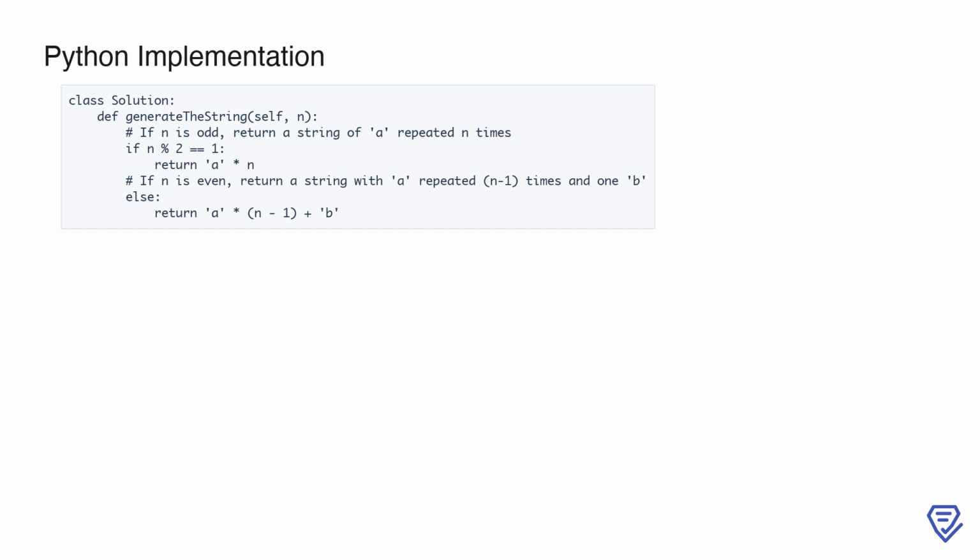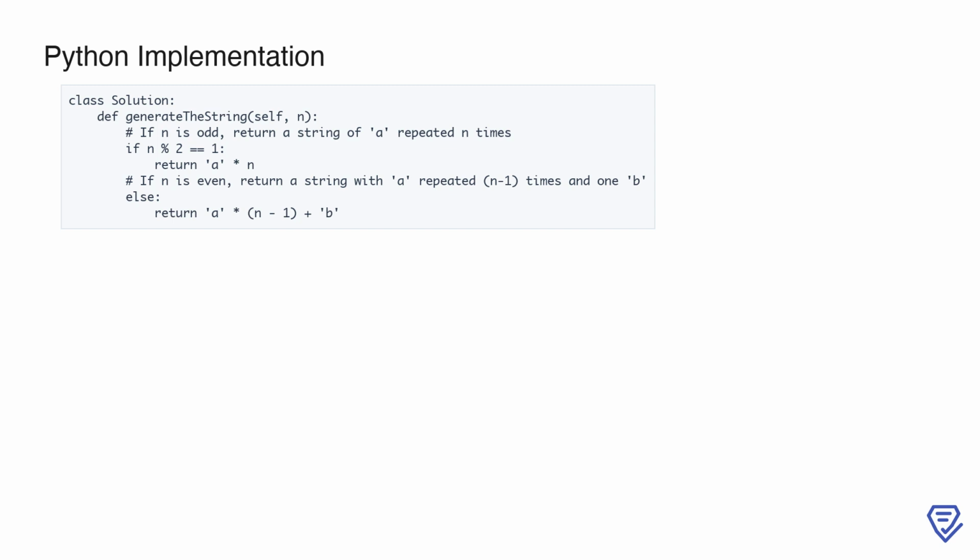Explanation. 1. Input handling. The function generate_the_string takes one parameter n, representing the desired length of the string. 2. Odd case. If n is odd, i.e., n % 2 == 1, we can simply return a string of n repeated characters, e.g., a*n.